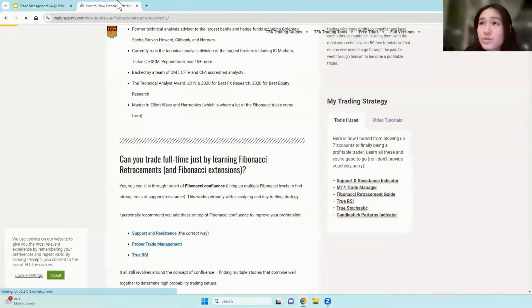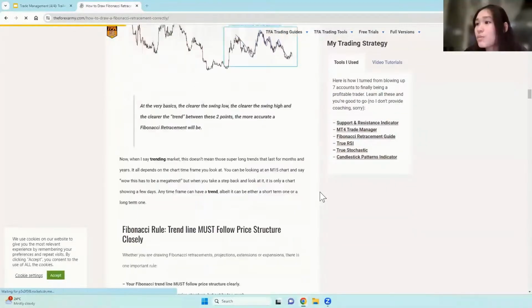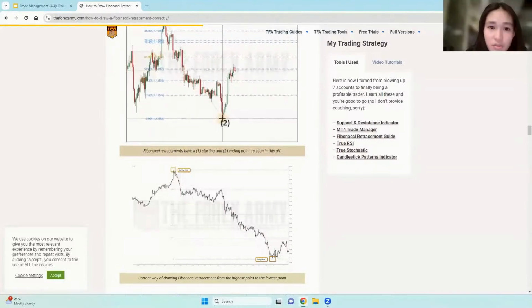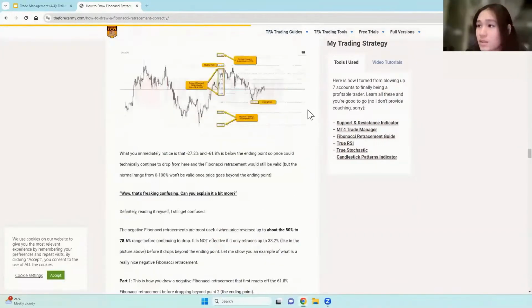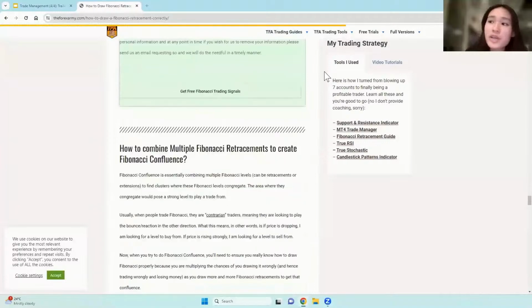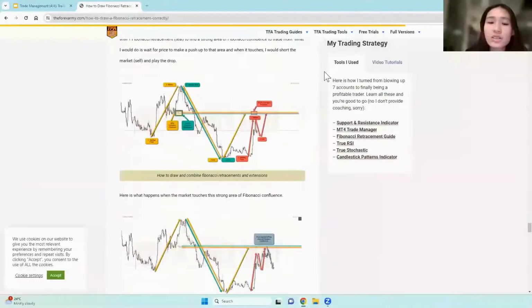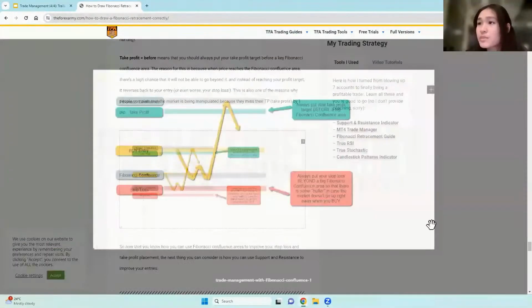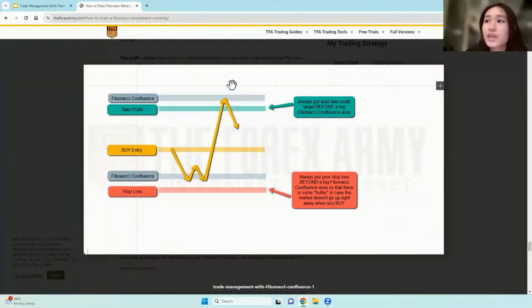If you're new to technical analysis, you can just go to this website. Let me pop it into the chat in a bit. Go to this website and you can look at all the different Fibonacci techniques. We typically recommend you place your take profit before a major confluence area and your stop loss after a major confluence area.